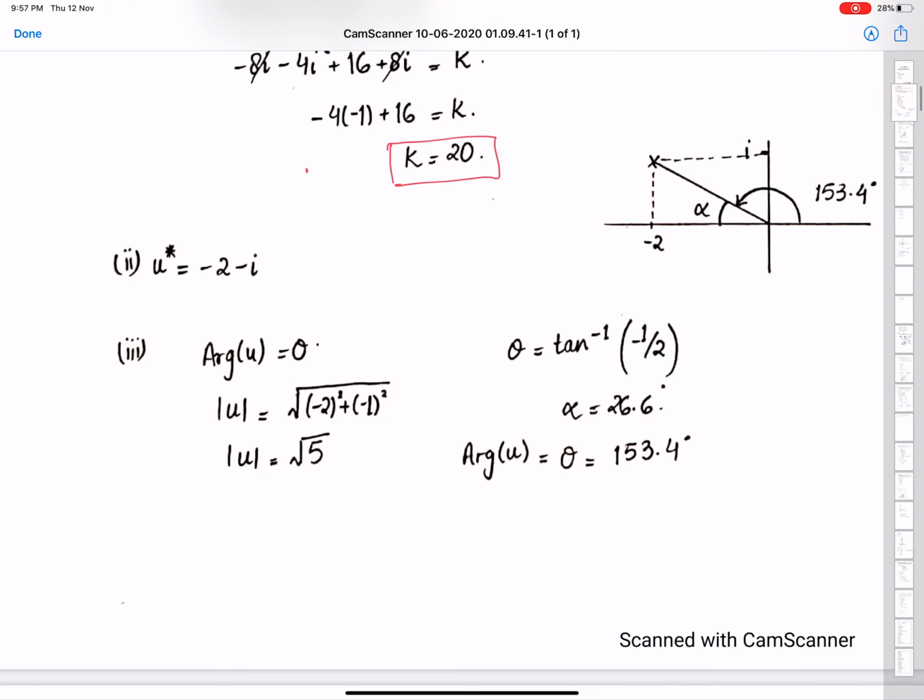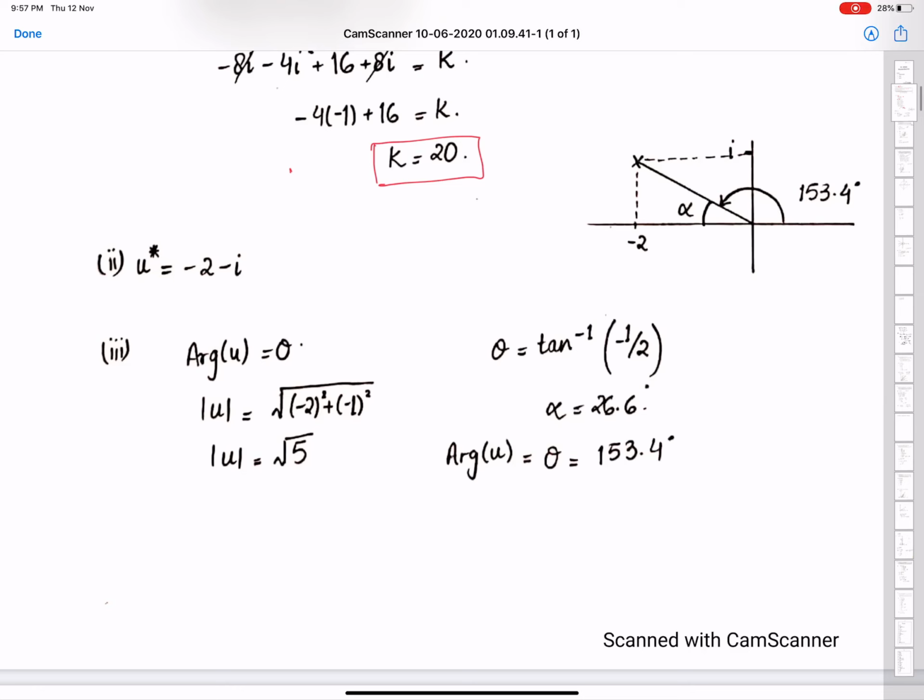So for modulus, you need to take the magnitude of the complex number. So the magnitude of the complex number is root 5, and for argument, always make a sketch. This complex number is here, therefore its argument must be this angle. First, get the value of alpha. Alpha is tan inverse of 1 upon 2. So alpha is 26.6, therefore the argument of u is 153.4.